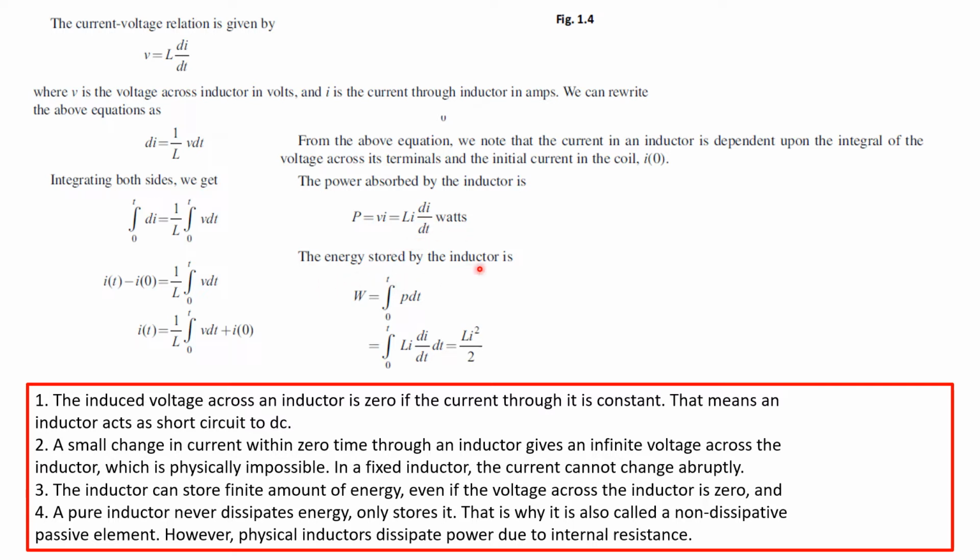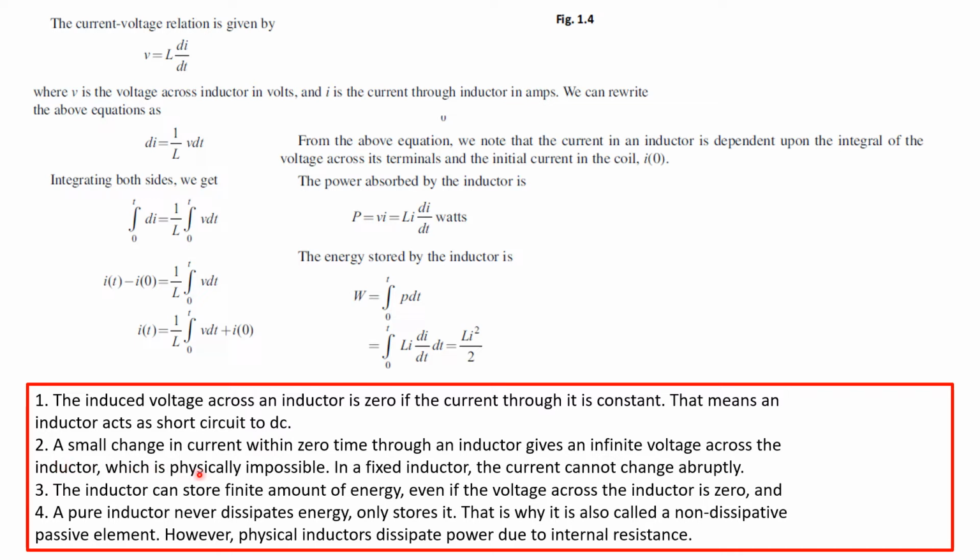The energy stored in the inductor is W = ∫₀ᵗ P dt. Substituting the above equation here, the energy stored in the inductor is given by L i² divided by 2. The induced voltage across the inductor is 0 if the current through it is constant. That means the inductor acts as a short circuit to DC.